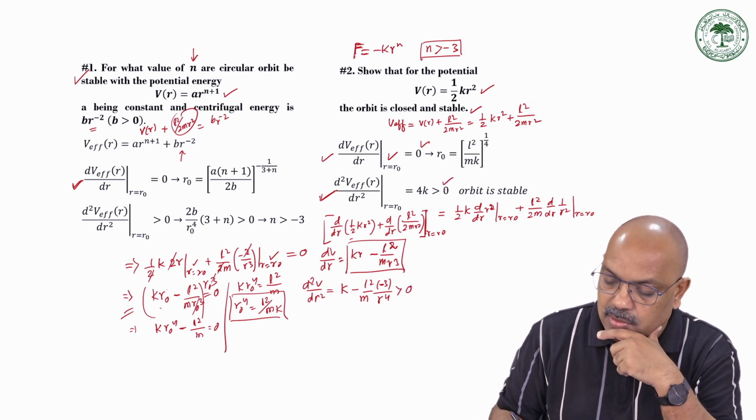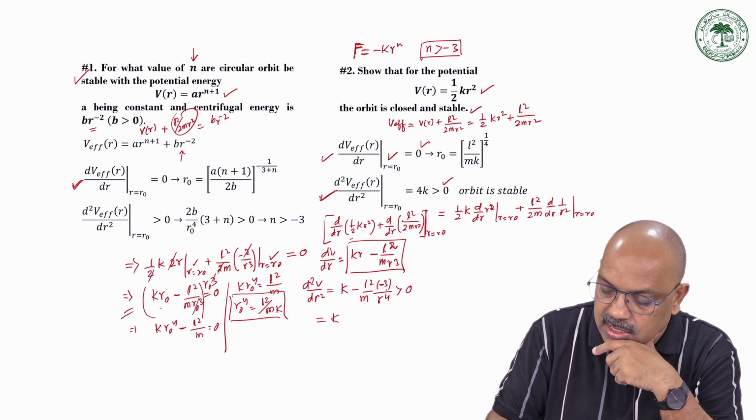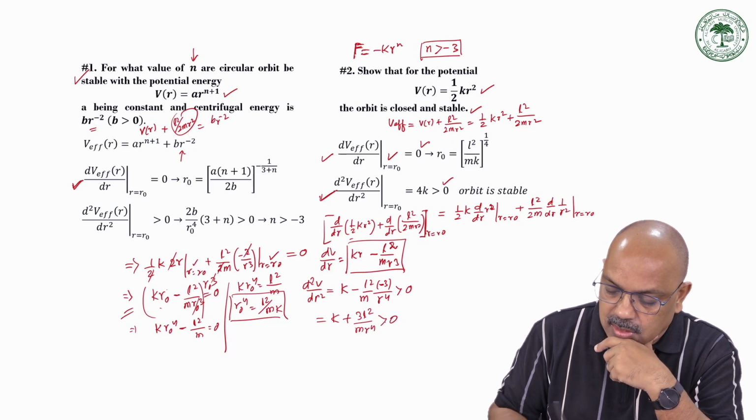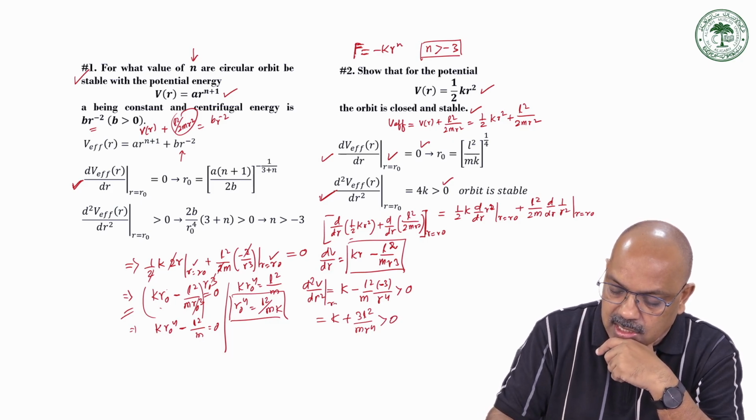This has to be greater than or equal to 0. So this is going to be k, and with minus minus giving plus, this is 3L²/(m r⁴) greater than or equal to 0. Now this has been calculated at r equal to r naught.